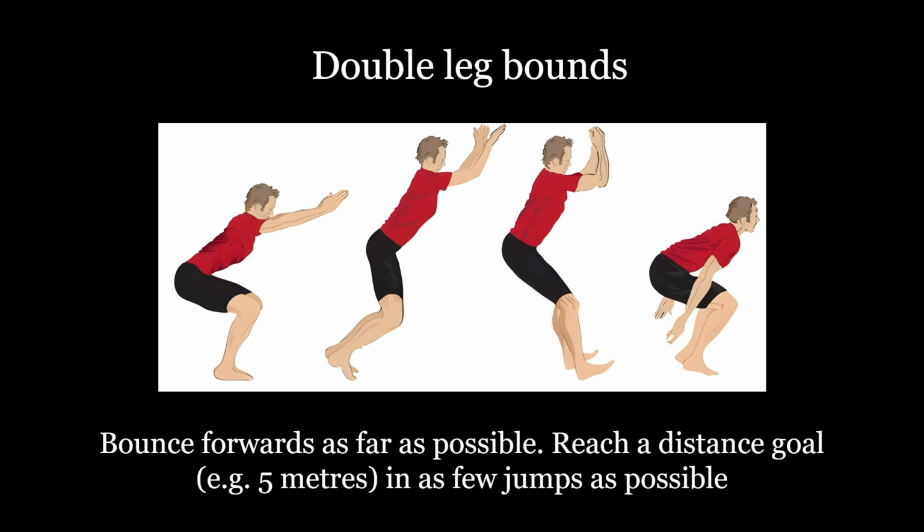The next kind of jump is a bound. This is kind of like a standing long jump. You just jump forwards as far as you can off both legs, bouncing forwards into your next jump as soon as you hit the ground. You'll probably be doing like 2 to 3 jumps in each rep, and you should set up a distance goal like 5 meters, and you want to hit that distance goal in as few jumps as possible.